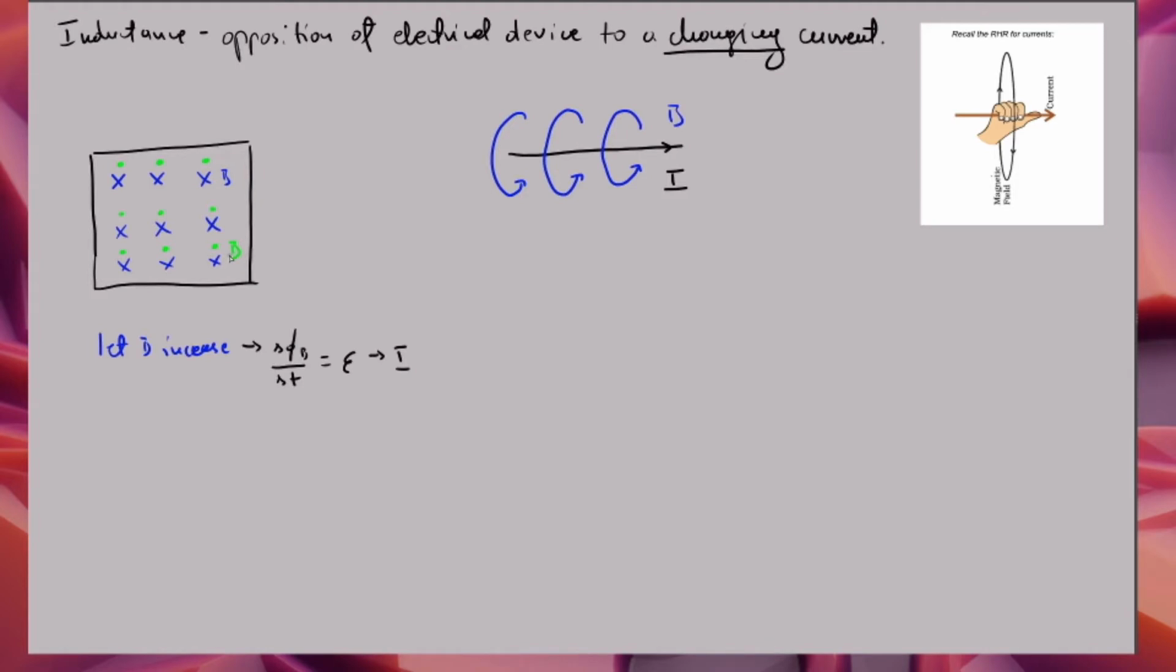All right, now if the green field points out of the page, then the current has to flow like this. Wait, which way? It has to flow like this. This would be the direction of the current I.